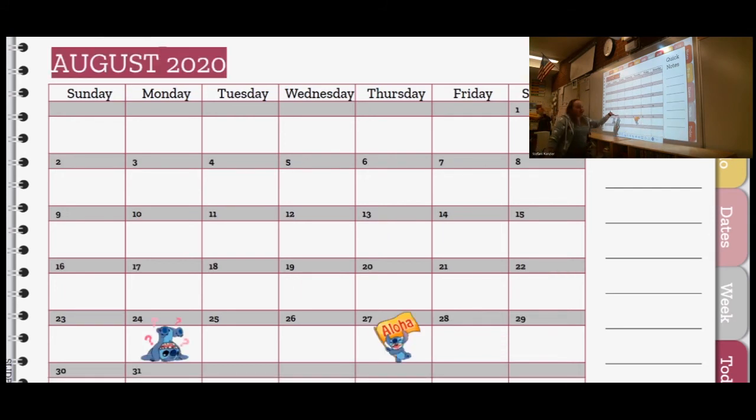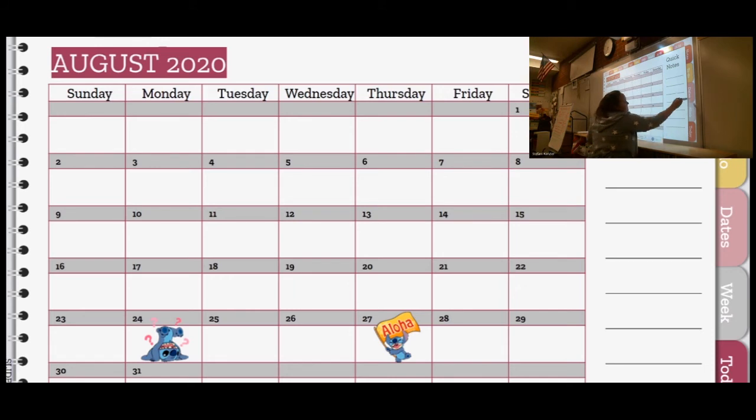So if they wanted to see important dates for the month of August, they could click the August tab and go ahead and see, you know, the 27th is when we're due to come back. 24th, I think, are our staff days. I'm not sure. But they could just see all of our important dates right there.